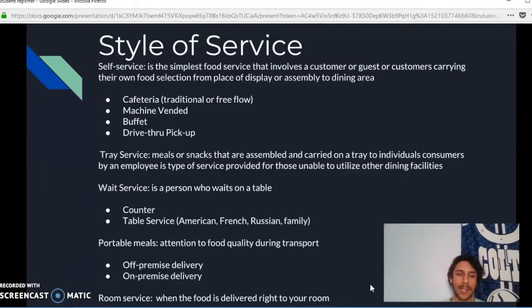Portable meal service has two types: off-premise delivery and on-premise delivery. Portable meals is basically when the food is brought or transported to you. Off-premise delivery attempts to meet the needs for nutritious meals for the elderly who may live alone and be unable to cook for themselves. Whereas on-premise delivery is the distribution of food to workers at their workplace by mobile carts that move throughout the plant. And room service is just where the food is brought to your room for you.